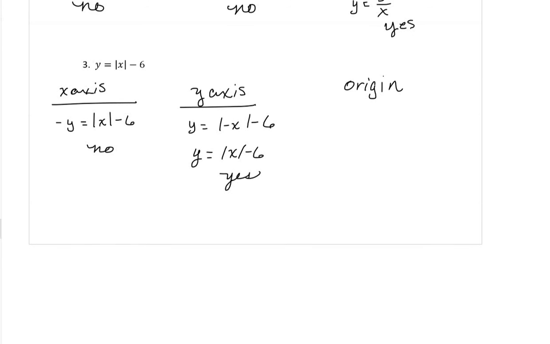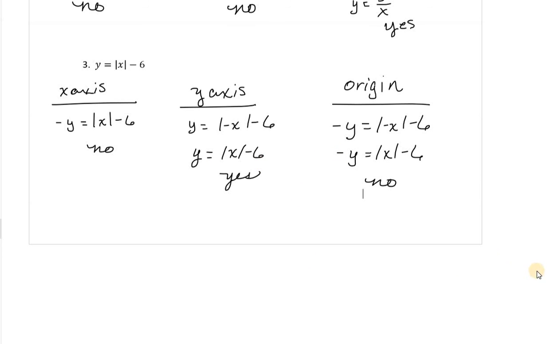And to figure out if there's symmetry around the origin, I replace y with negative y and x with negative x. So this is negative y equals the absolute value of x minus 6. And that's not what I started with, so there's no symmetry there.